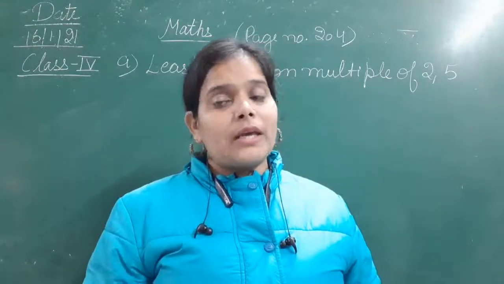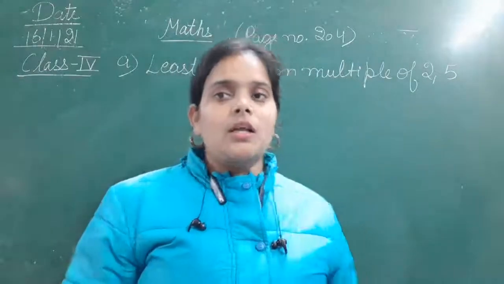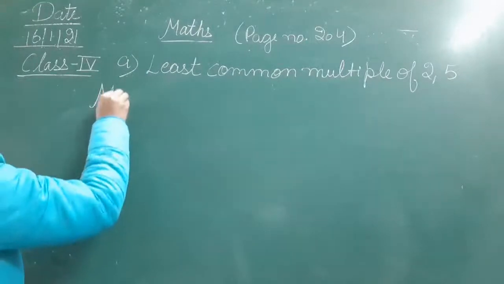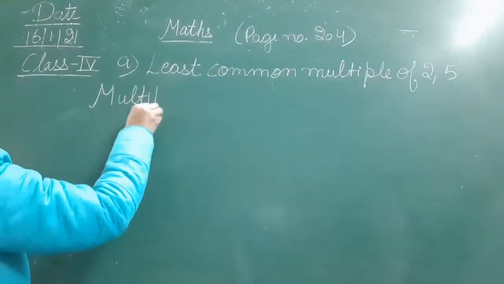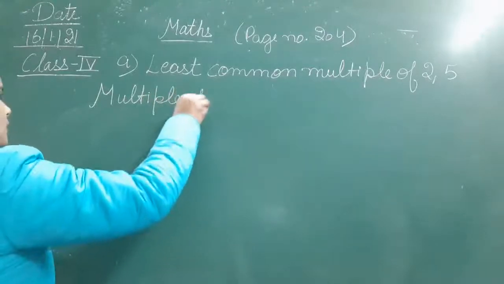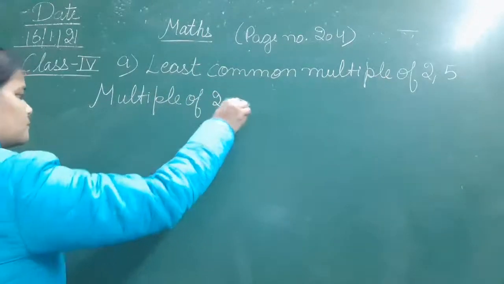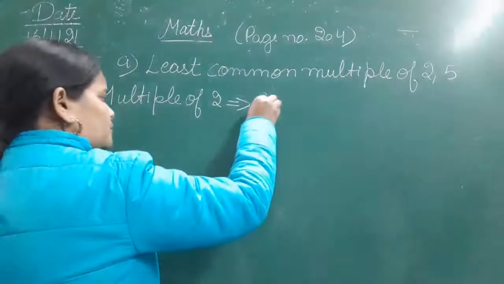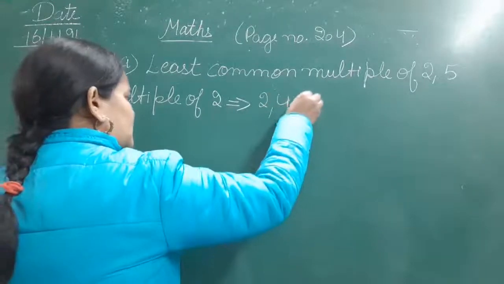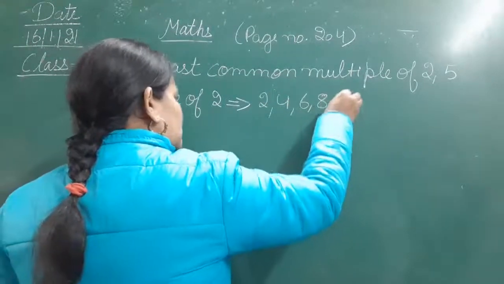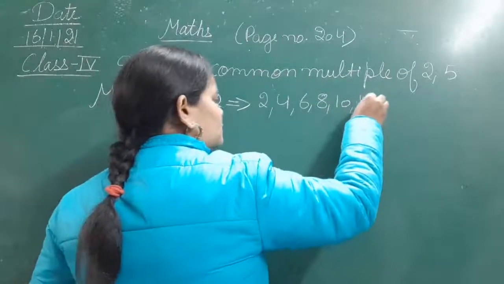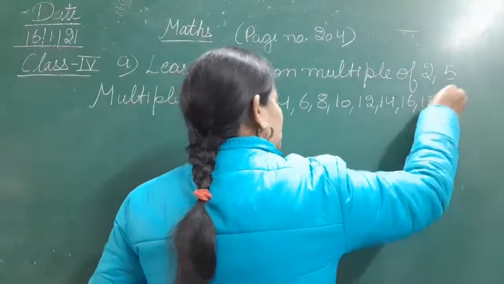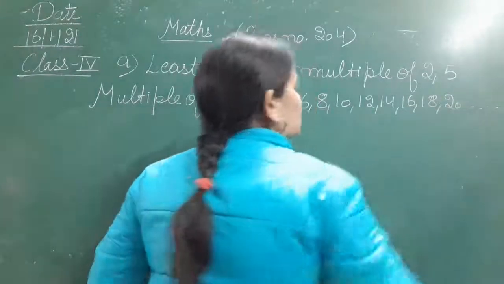सबसे पहले हम मल्टीपल ढूंढेंगे, ओनली देन वी कैन फाइंड द लीस्ट कॉमन मल्टीपल. ओके, सो लेट्स राइट डाउन मल्टीपल ऑफ 5, मल्टीपल ऑफ 2. सबसे पहले हम निकालेंगे मल्टीपल ऑफ 2. सो मल्टीपल ऑफ 2 विल बी 2, 4, 6, 8, 10, 12, 14, 16, 18, 20 and so on.